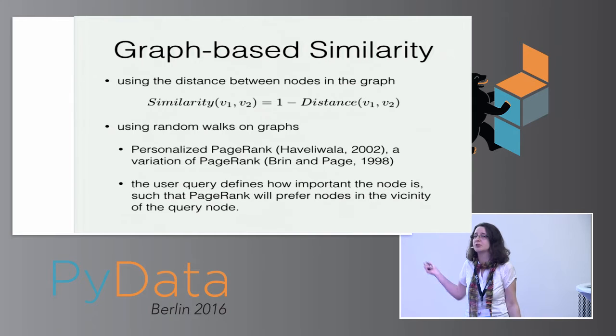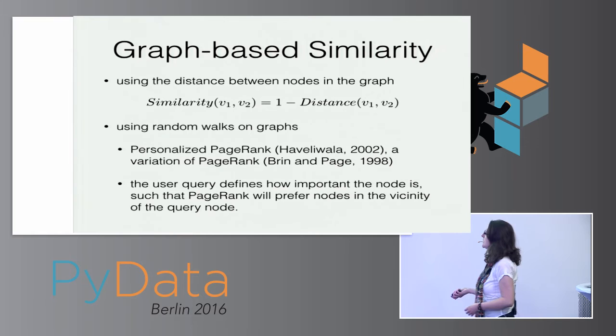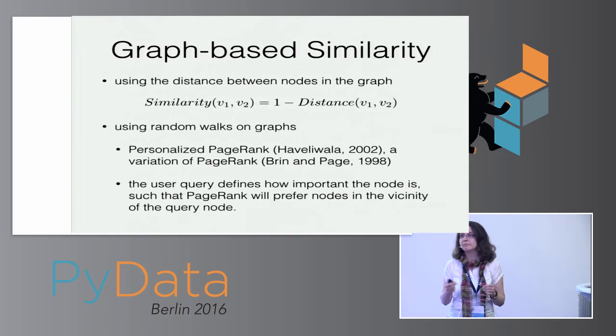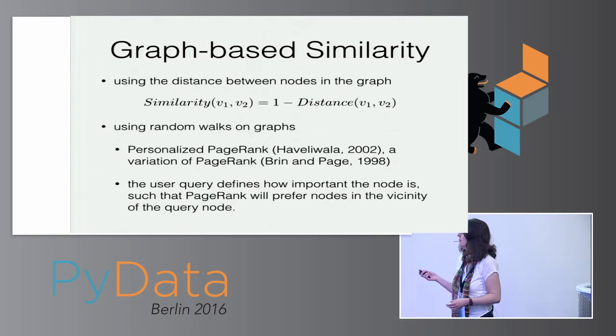Another way of looking at this is to use random walks in the graph. You can use vanilla PageRank for that, or if you want something that's a bit more tailored because you know that some nodes are more important as opposed to others, you can also use a personalized PageRank and tweak the weights of the nodes.